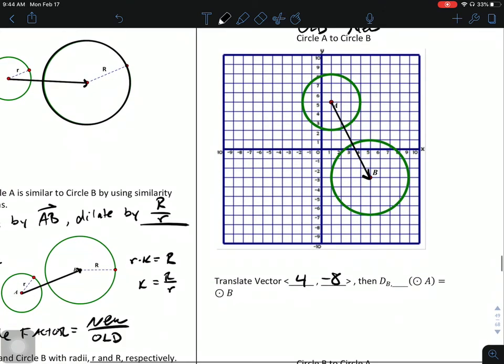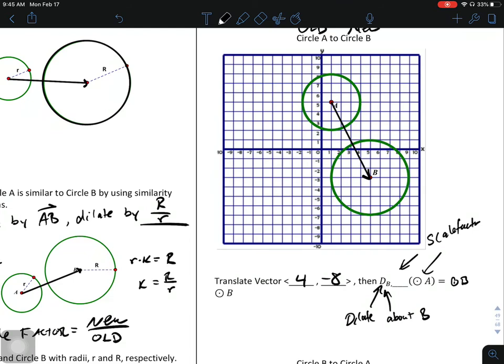Then, remember this notation, dilate about point B. What are we dilating? We're dilating circle A, and that's going to give us circle B. I don't know how this got cut off. This is supposed to be up here. This is the scale factor. That's what we're missing. So what is the scale factor?